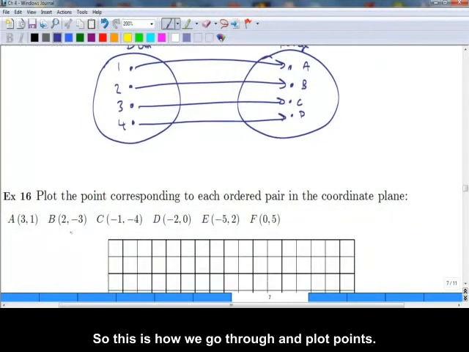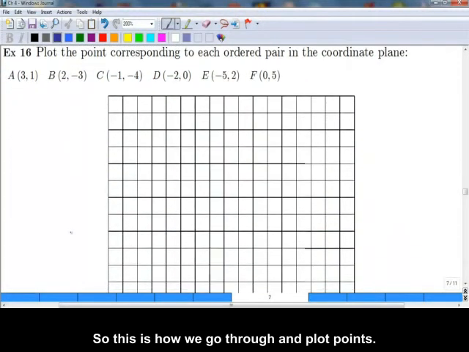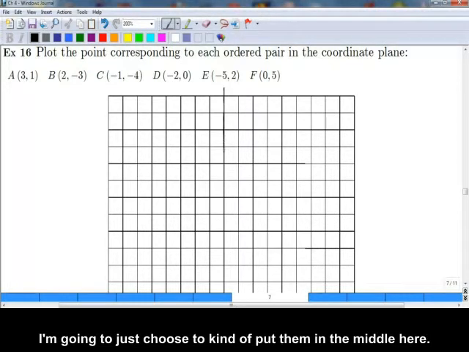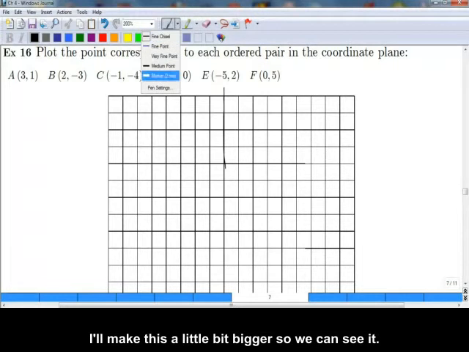So this is how we go through and plot points. I've given you some kind of graph space here, and you can put in your own axes. I'm going to just choose to kind of put them in the middle here. I'll make this a little bit bigger so we can see it.